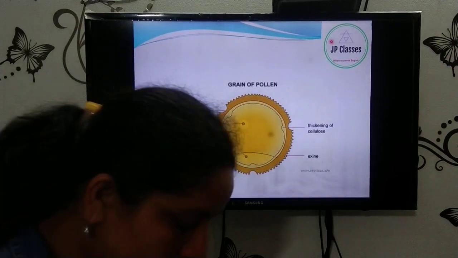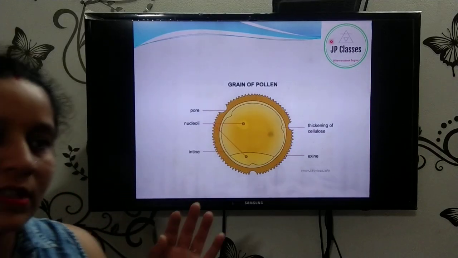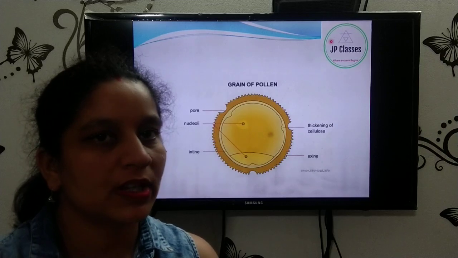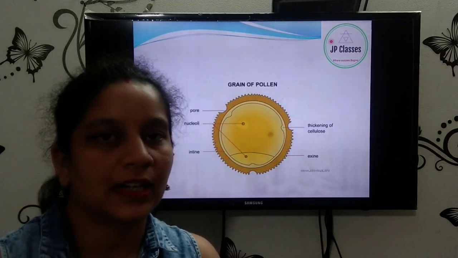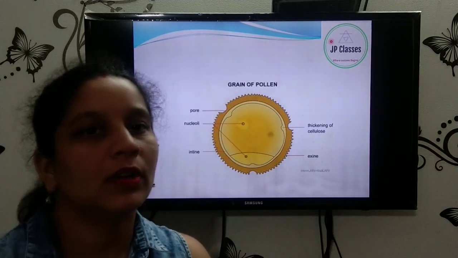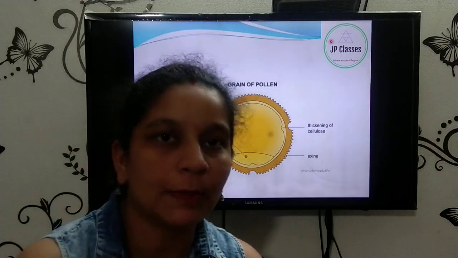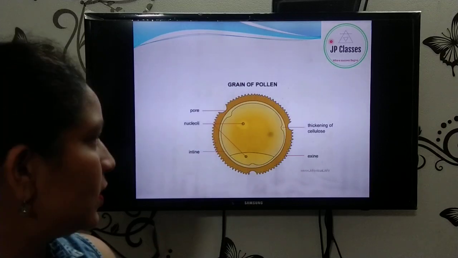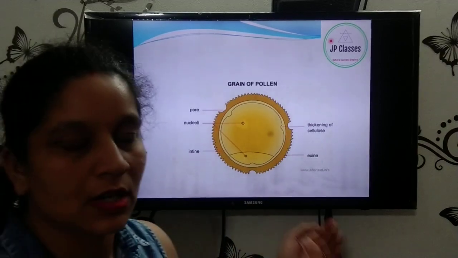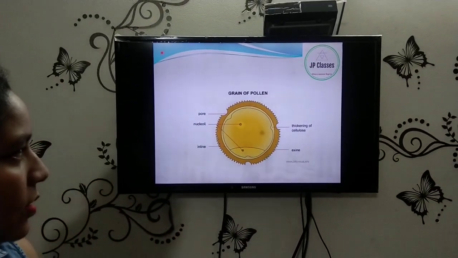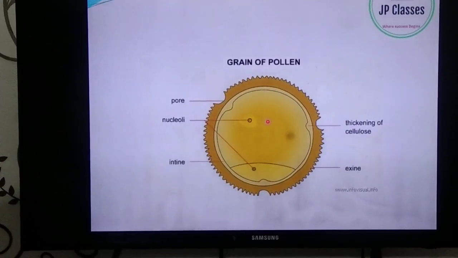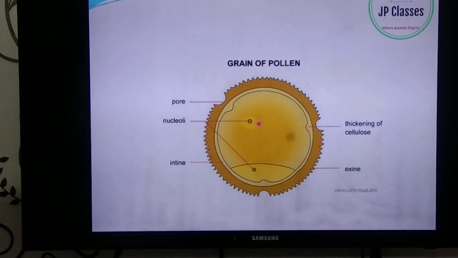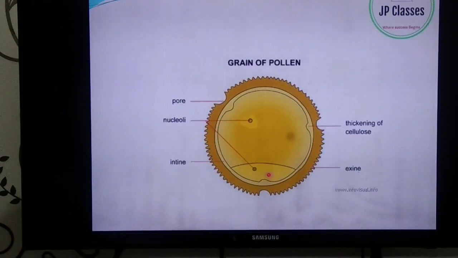Now, you have studied what is anther, what is the pollen sac, what is microsporangia, and after that you are listening continuously pollen grains, pollen grains, pollen grains. Now I am going to explain the structure of the pollen grains. This is a structure of a pollen grain. This is a two-celled structure. It is known as a two-celled structure because it is comprising of two cells. This one is one cell which is larger in size, and this is a second cell which is smaller in size.